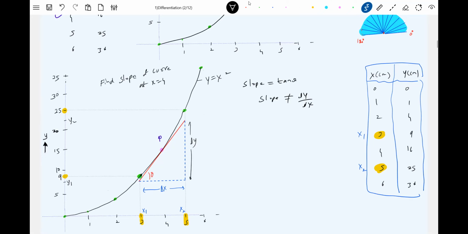Delta y itself is not defined. Then how to calculate slope? Is the protractor the only thing available for us? No, we do have a method called calculus here. So what went wrong here?